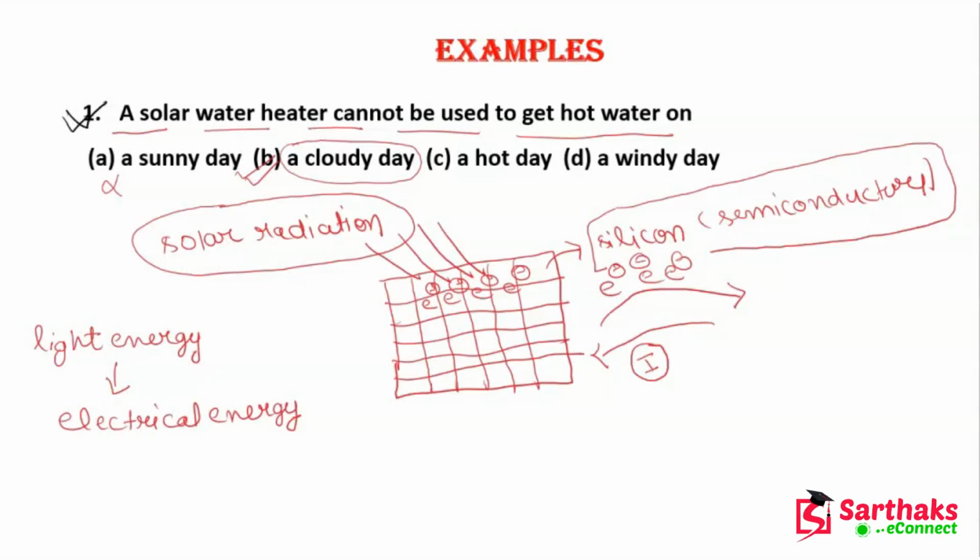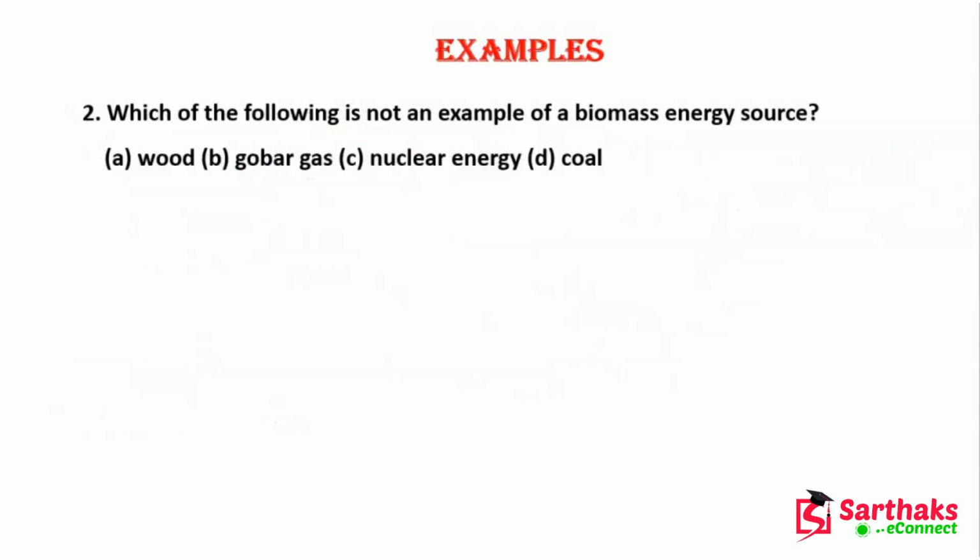Okay guys, so let's move on to the next slide and talk about the second question. The second question is, which of the following is not an example of a biomass energy source? As you can see, if I talk about these four options, nuclear energy is clearly the odd one out.